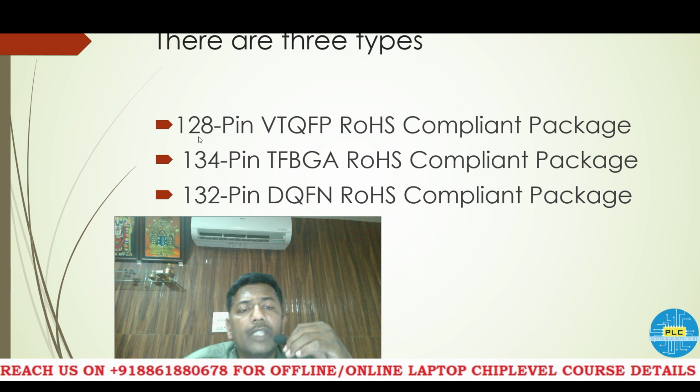See, there are 3 types. One is 128 pin VTQFP. In VTQFP format, it has only 128. In BGA format, it has 134. In QFN format, it has 132 pins. What are these? What is QFP? VTQFP, what does it mean?